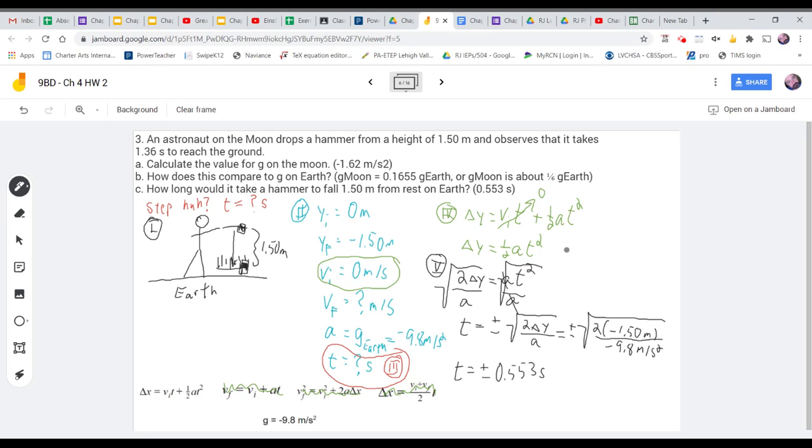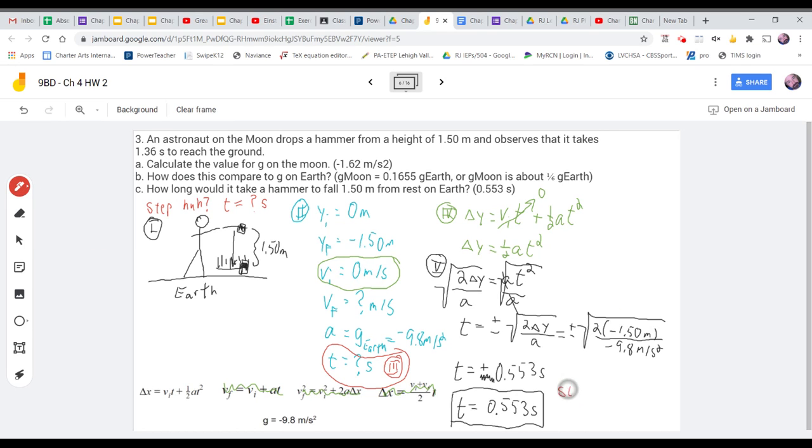Which one is it, the positive one or the negative one? The negative value of time would mean before we started the problem. So does the hammer hit the ground before the astronaut drops it? No, the hammer hits the ground after the astronaut drops it, which means it won't be the negative one. So I'll get rid of that. It will be the positive one. T is equal to, the plus is implied, 0.553 seconds. Now put a box around it to indicate that is your final answer.